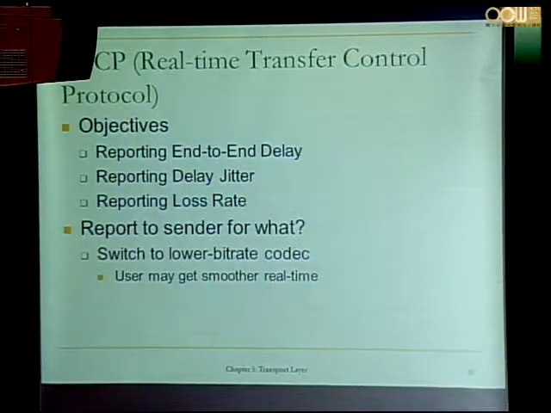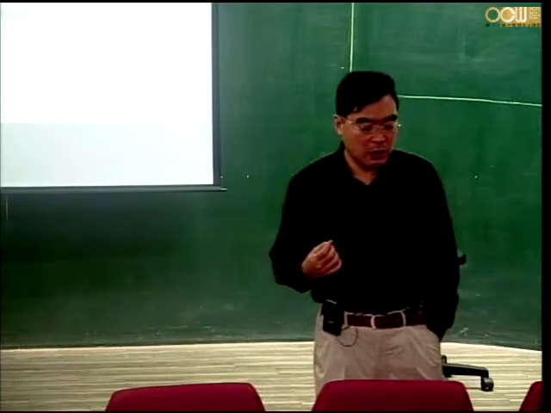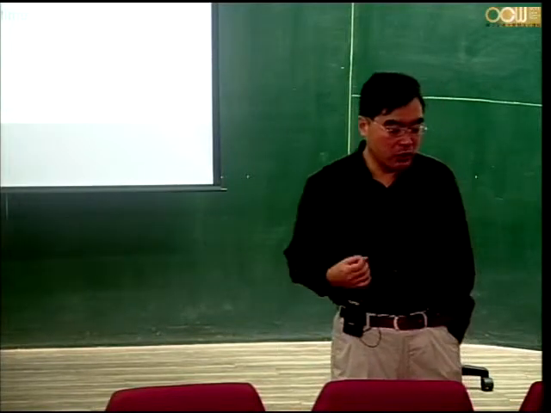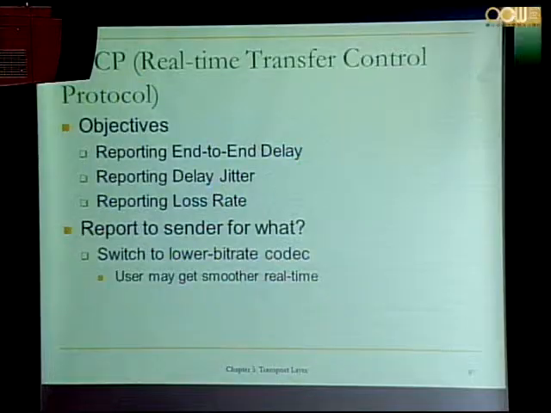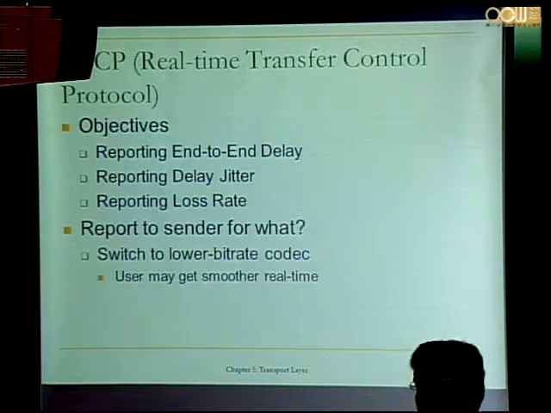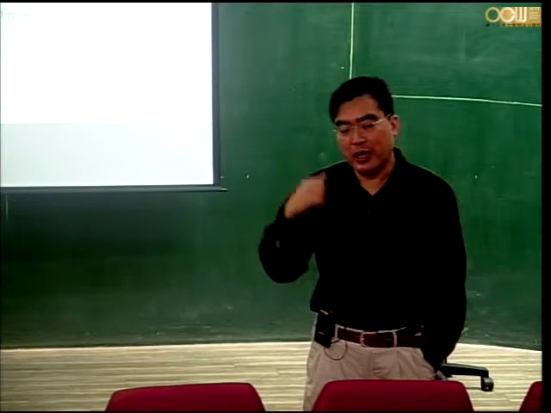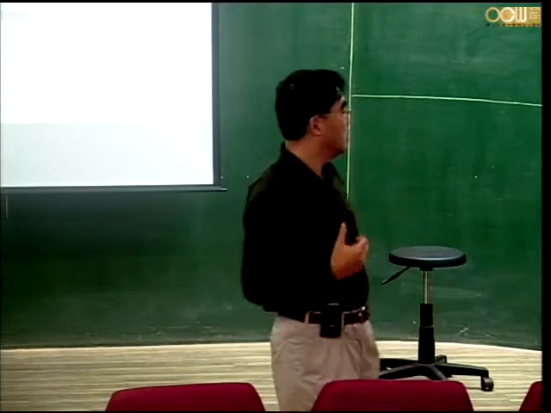Because if the delay and jitter and loss are higher, it means the path quality becomes worse. Then it would reduce the codec rate. So by RTP and RTCP, we could control the real-time source and receiver beyond UDP. With UDP, we couldn't do any of this. But with RTP and RTCP running on UDP, we could. We will be able to do that.